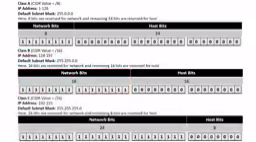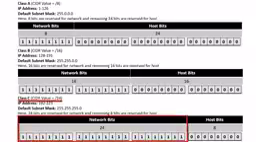Now let's move on to class C. Class C IP addresses start from 192 to 223. Its default subnet mask is 255.255.255.0 and the default CIDR value is 24. Why have we written the CIDR value as 24? Because the total number of network bits in a class C IP address is 24. That is why the CIDR value of class C is 24.